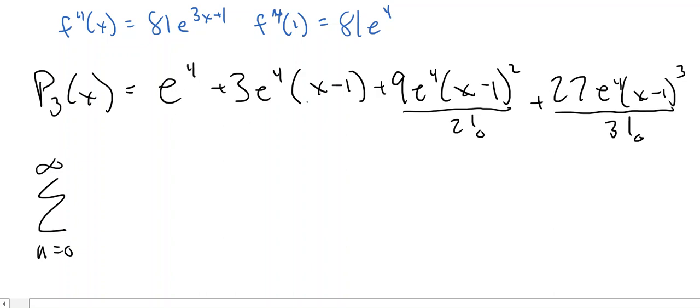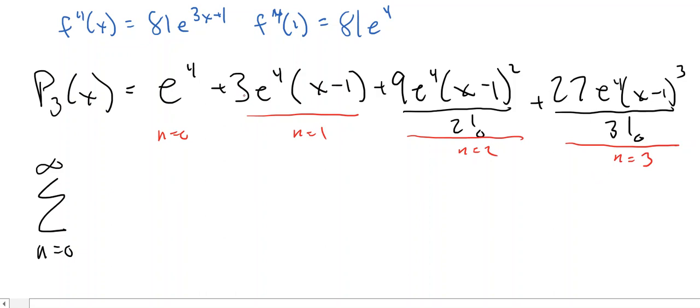So start looking at the subsequent terms. This is n equals 0. This is n equals 1. This is n equals 2. And of course, this is n equals 3. So it looks like, first of all, we have a 3 to the first power, 3 to the second power, 3 to the third power. So we're going to have a 3 to the nth power.